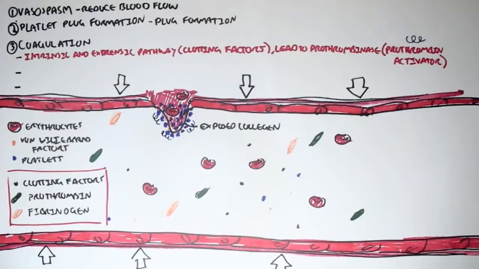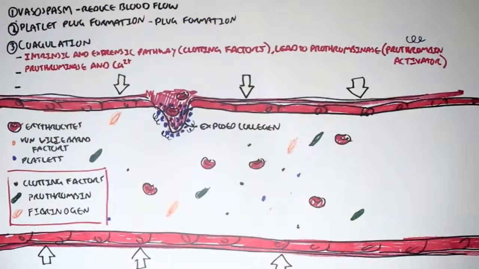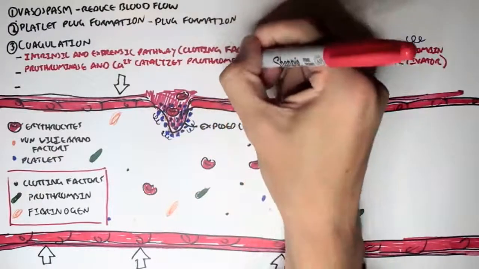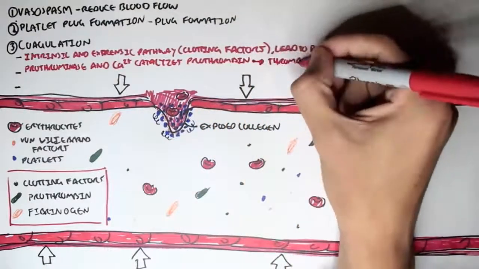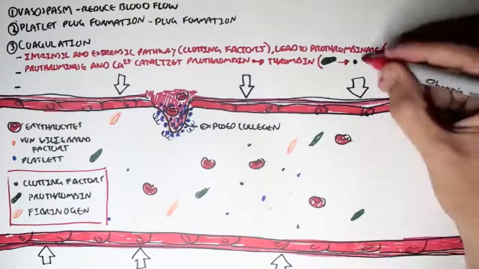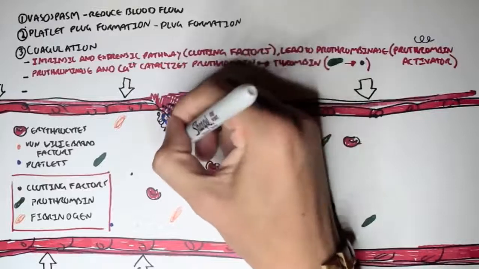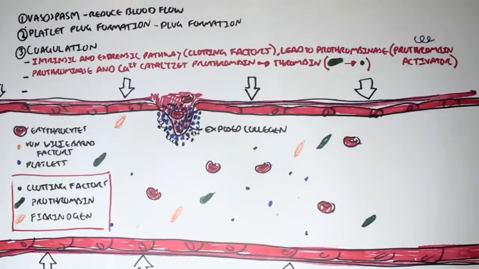Now, the second step of coagulation is where the prothrombinase, the squiggly blue thing, with some calcium ions, catalyzes the conversion of prothrombin, this green stuff, into thrombin. So here we have prothrombin, this big green thing, which gets catalyzed into thrombin, this small green thing. And so we have many thrombins now.